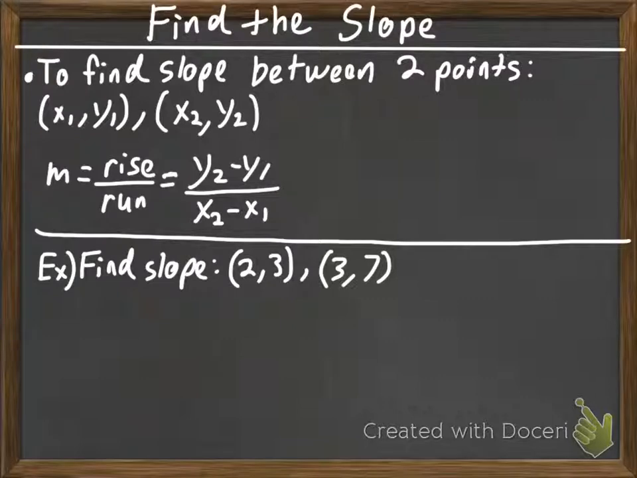So how can we find the slope? Well, to find the slope between 2 points, let's say we have the point x1, y1 and the point x2, y2. These are just 2 points on a graph. We have the following formula. We say that m equals the rise over run, which equals y2 minus y1 divided by x2 minus x1.